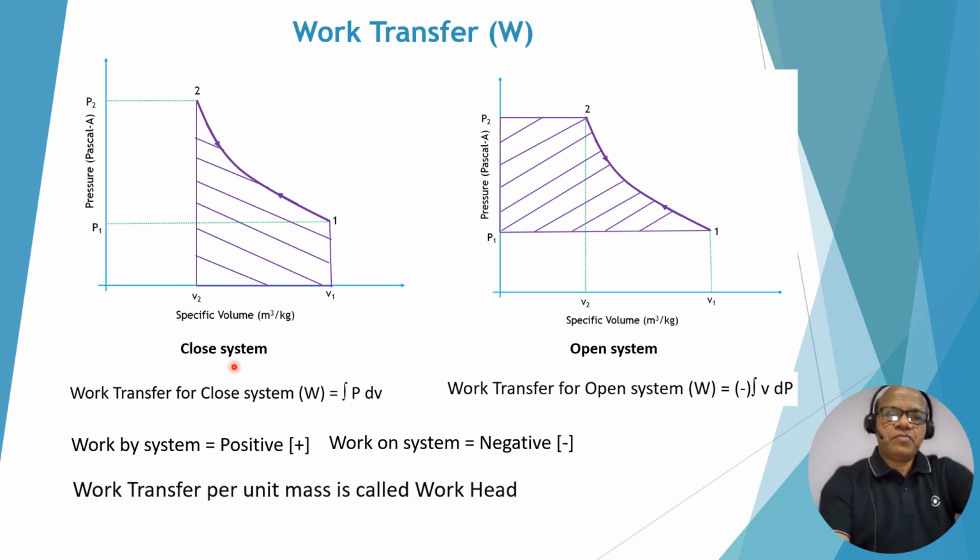Work transfer on the PV diagram. Work transfer for the closed system is the integration of PdV, which is equal to the area under the curve on the x-axis. For the open system, it is minus VdP, and the area under the curve on the y-axis is the work. Work by the system is positive, work on the system is negative, and work transfer per unit mass is called the work head.